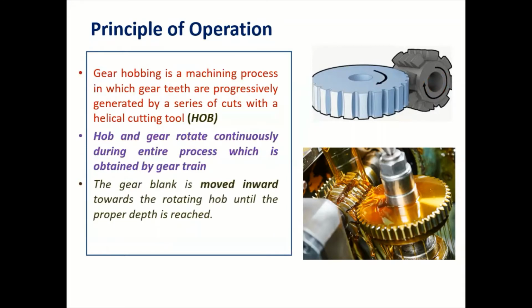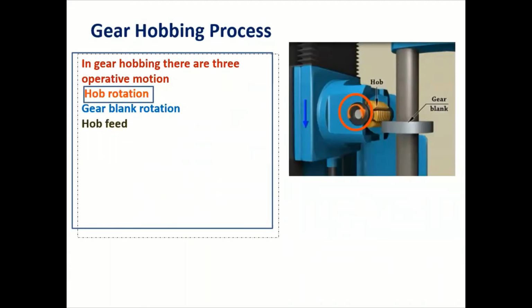Now the gear blank is moved inward towards the rotating hob until the proper depth is reached. When you are generating a tooth on the blank, you have to feed the blank against the cutter till it reaches the depth which is required on the gear blank. The hob sizes are mostly 75 to 150 mm in diameter in the gear hobbing process.